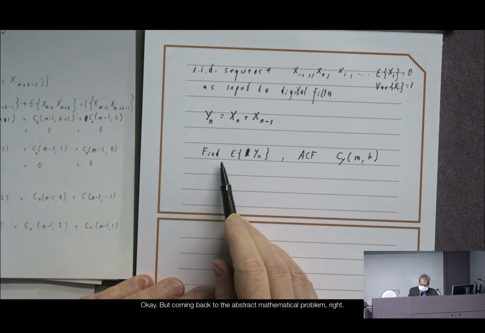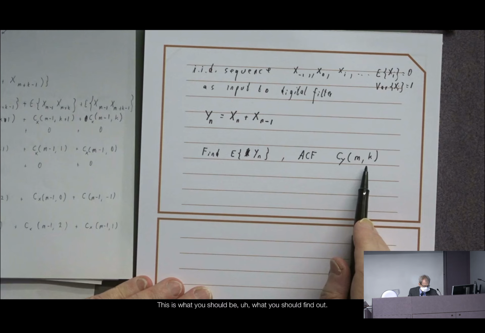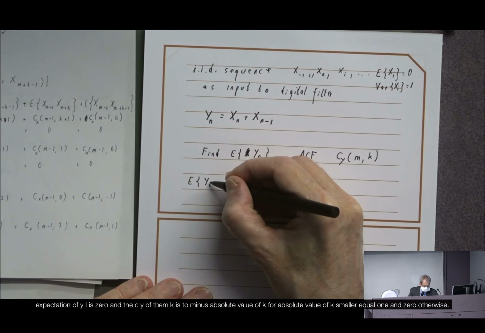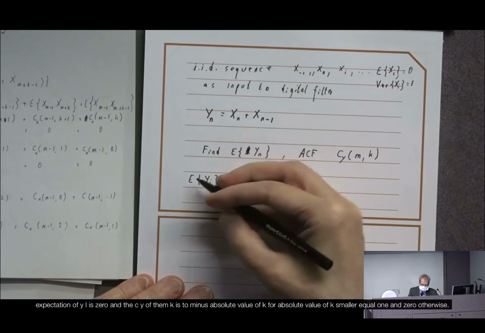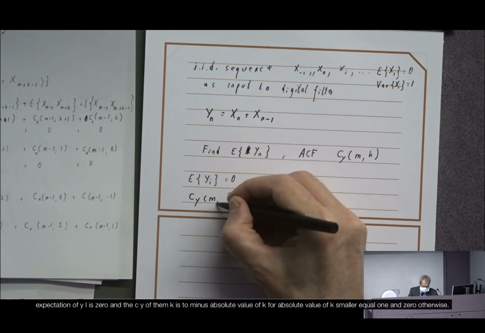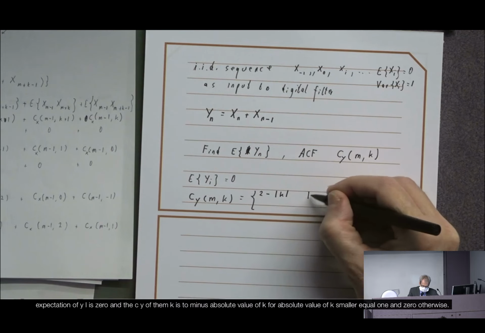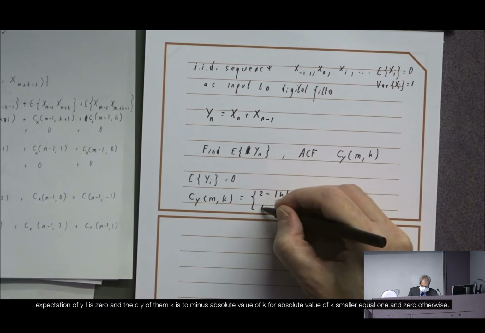Okay, but coming back to the abstract mathematical problem. This is what you should find out, and it does turn out that, of course, the expectation of yi is 0, and the Cy of m, k is 2 minus the absolute value of k for the absolute value of k smaller than or equal to 1, and 0 otherwise.